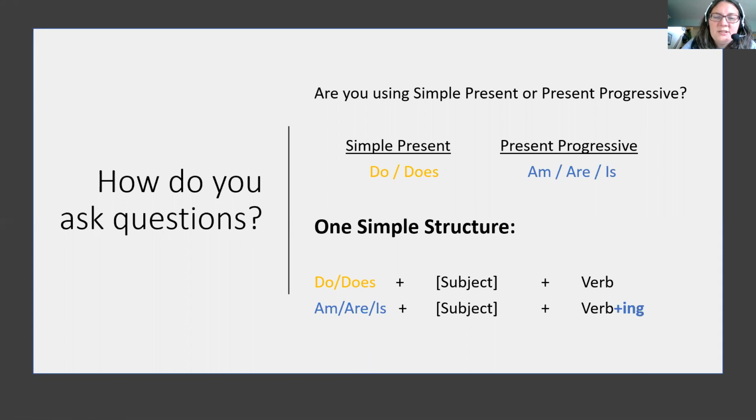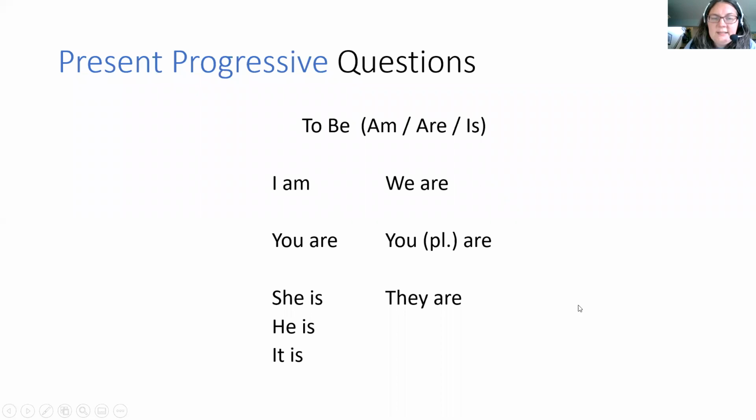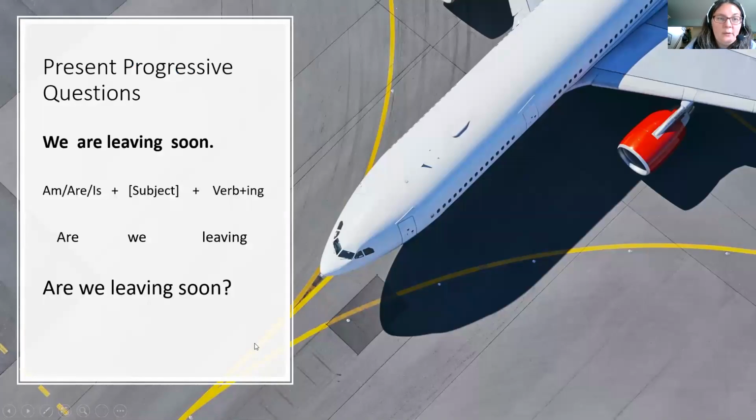Let's go back to the original chart here. Let's move to present progressive. How do you ask questions in present progressive? Remember that instead of using do or does, now we need to switch over to am, are, or is, our to be verbs, right? And we're going to tack on this ing at the end of the verb. So just as a reminder, we have our chart here for to be. You know this one? Good. I am, you are, he, she, it is, we are, you are, and they are. Perfect.